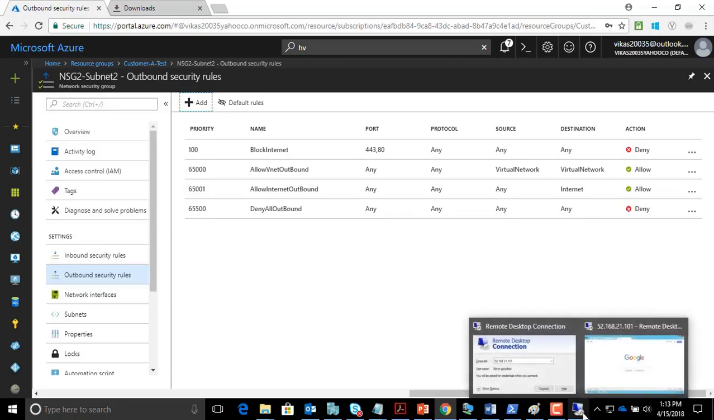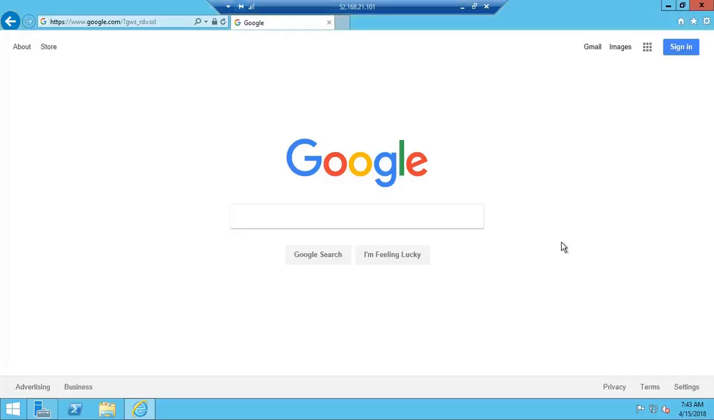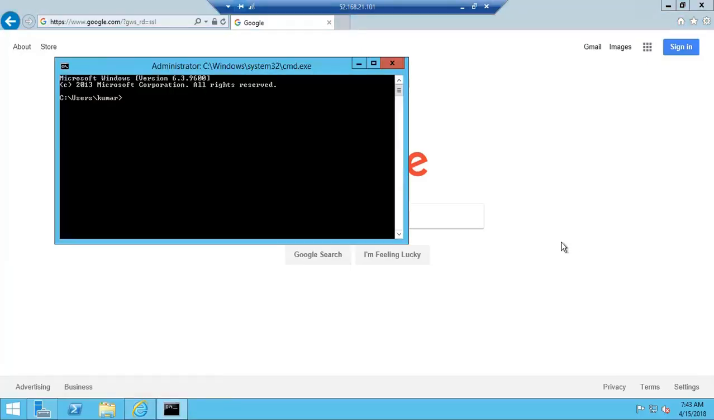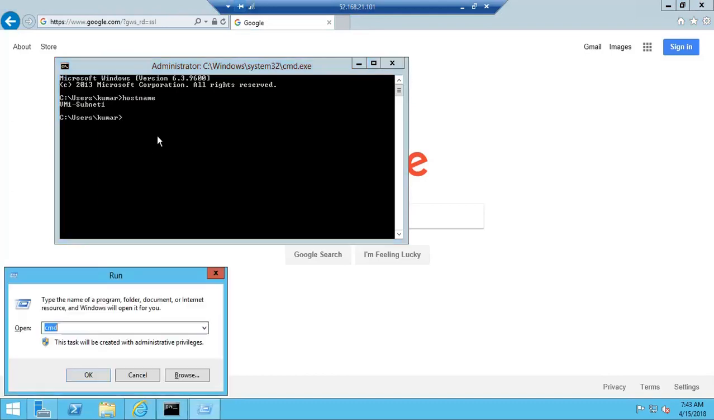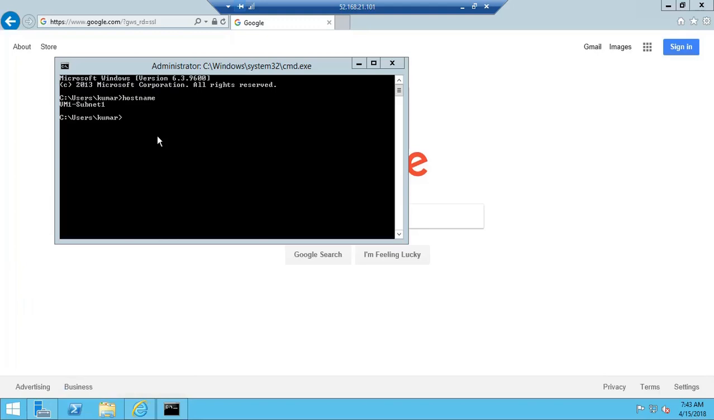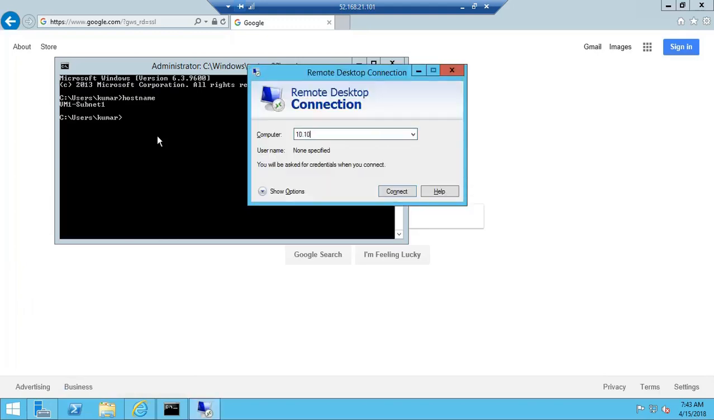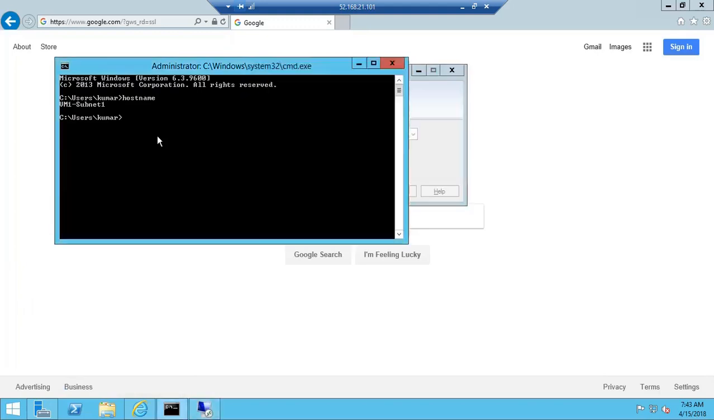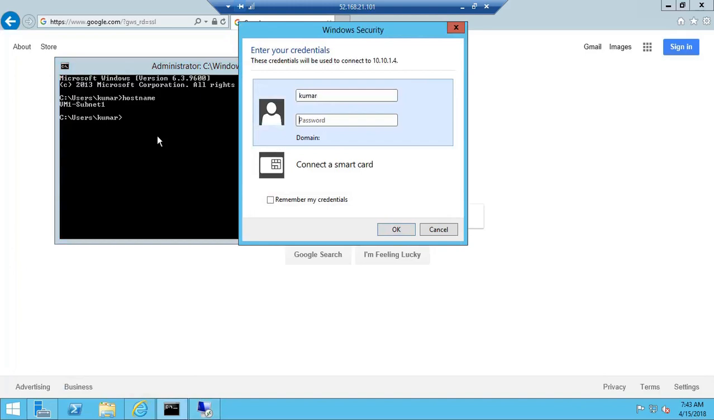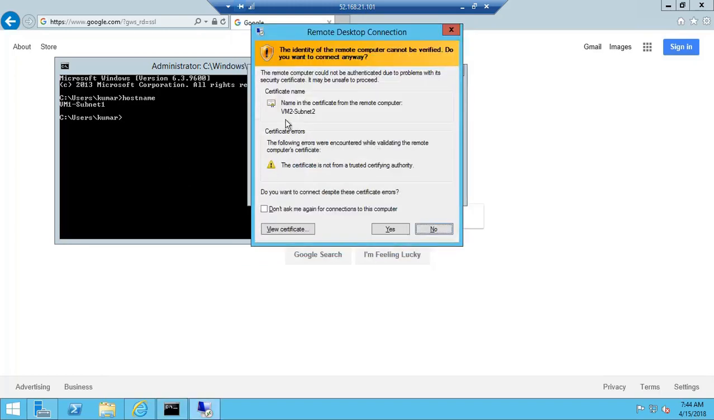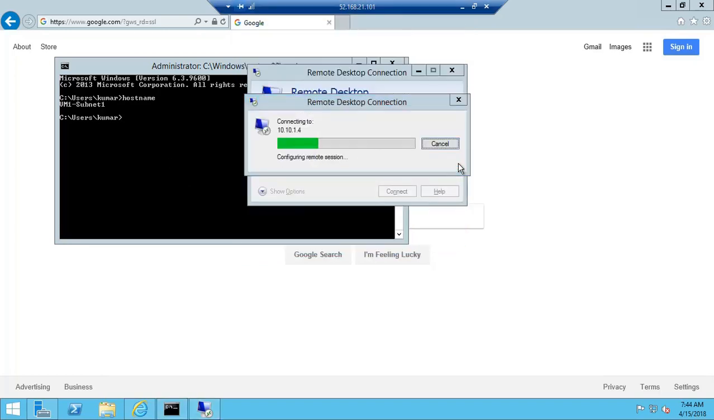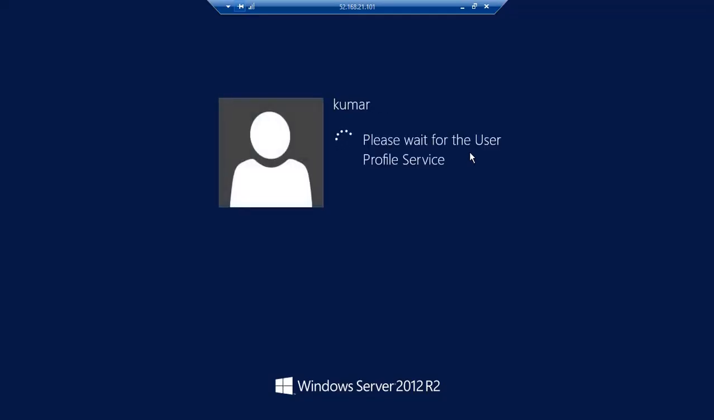So if I go to my subnet 1, I'll go to hostname commands. So VM1 subnet 1. From there, I'll do the RDP to 10.10.1.4, which I'm able to do that because of VM2 subnet 2. And now I am inside the VM2, which is subnet 2.